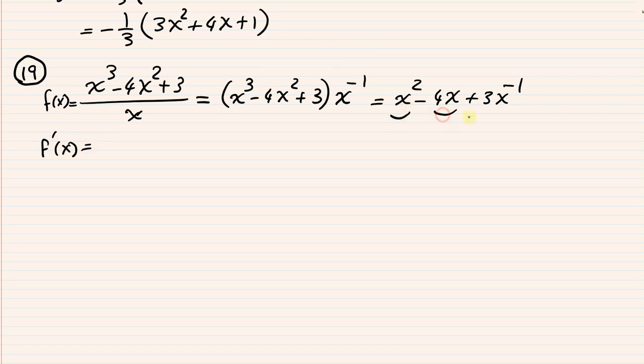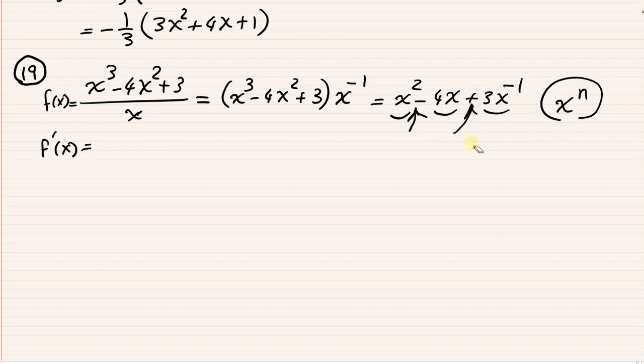Again, each of these is in the form of x to the n. Each one of those terms, I have a difference and sum of functions. So the derivative of a difference or sum would be the sum or difference of derivatives. So that's what we're going to do. The derivative of x squared is going to be 2x. The derivative of negative 4x, well, negative 4 is a constant multiple, so that's just negative 4. The derivative of x is 1.